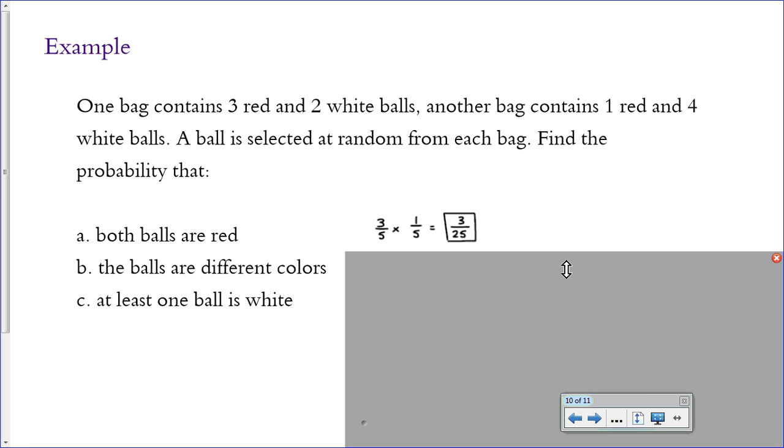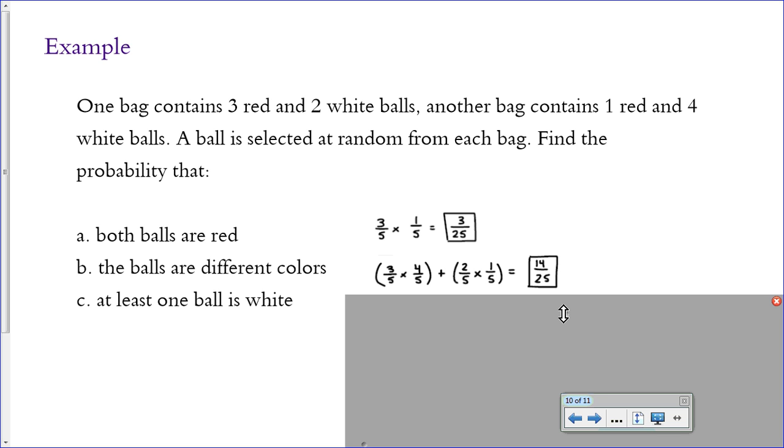Probability that the balls are different colors. So this would be a red followed by a white, or a white followed by a red. So we have to sum together those two pathways, right? Red followed by white, or white followed by red. So that's 14 out of 25 altogether.